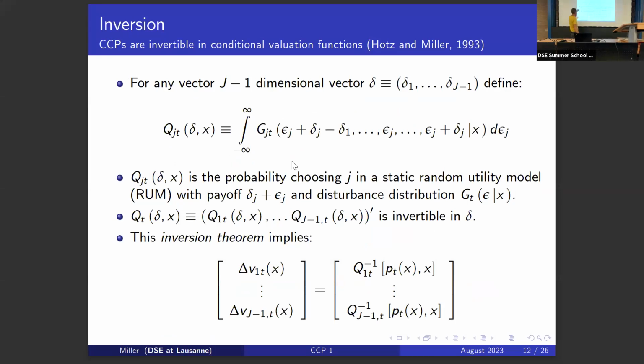So this inversion theorem basically says that this thing does invert. And so you can write down the delta V's, if you know the joint distribution of the shocks, in terms of the conditional choice probabilities. And that, of course, is going to give away the ball game.